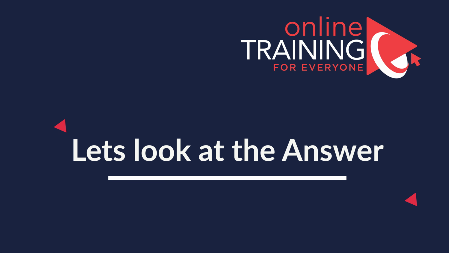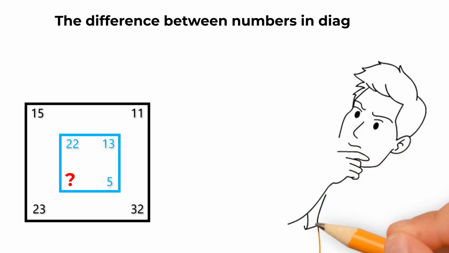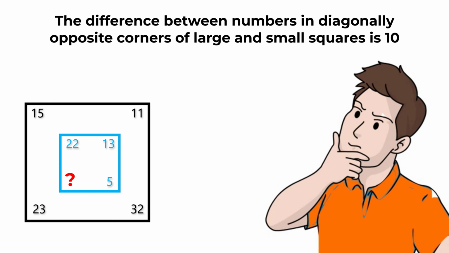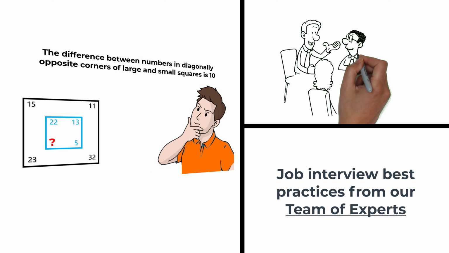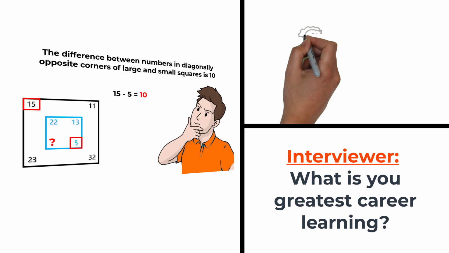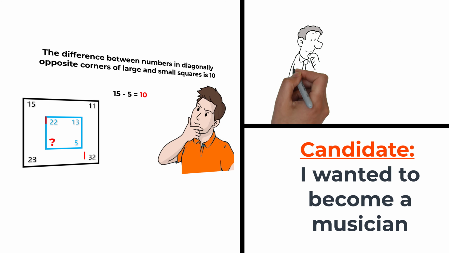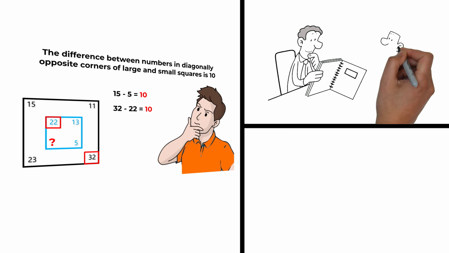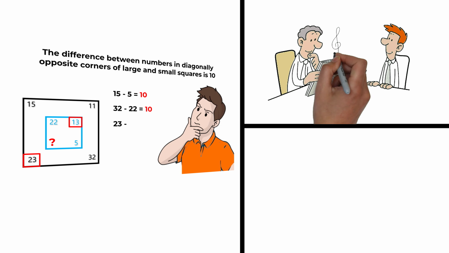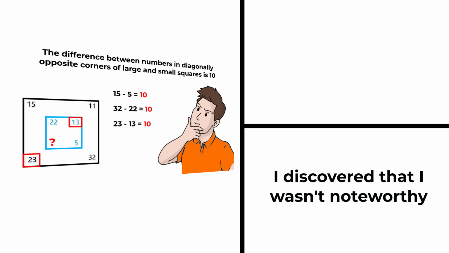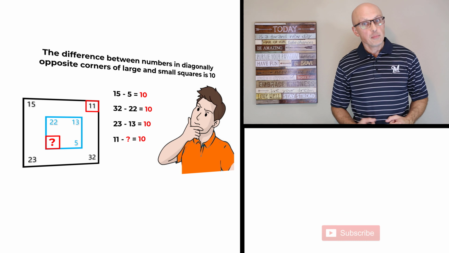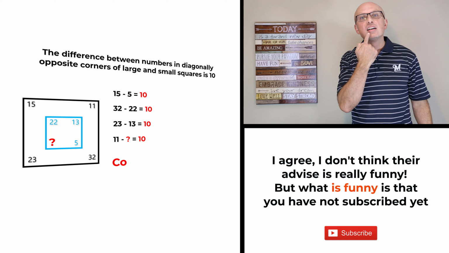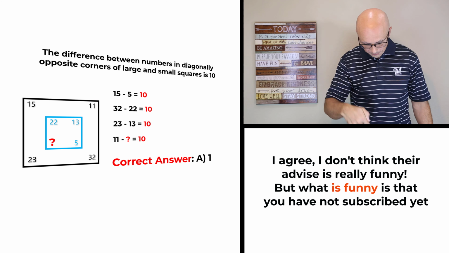As you might have guessed, the pattern here is that the difference between numbers in diagonally opposite corners of the larger and smaller squares is 10. For example, let's look at the upper left corner. The difference between 15 and 5 is 10. If we look at the bottom right corner, the difference between 32 and 22 is 10. And the lower left corner, the difference between 23 and 13 is 10 as well. So to calculate the missing number, we need to calculate the difference between 11 and 10. And the difference is 1. So the correct answer here is choice A, 1. Hopefully you've nailed this question and now know how to answer similar problems on the test.